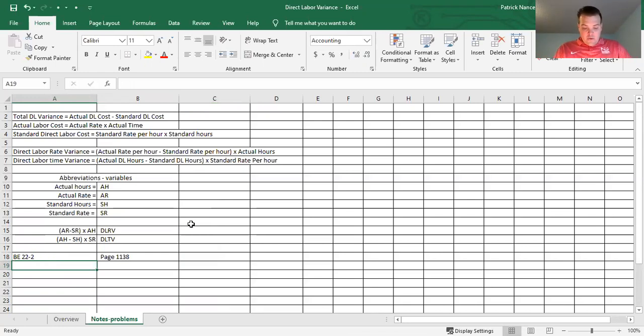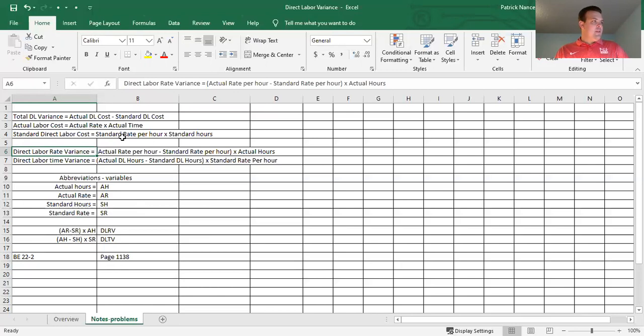Okay, so what I will do is break that out further. I want to narrow down whether it is a rate issue or a time issue. Did I spend more hours than I anticipated based on volume? Everything will be based on volume. Or did I spend more per hour than I anticipated? The per hour one would be my direct labor rate variance.